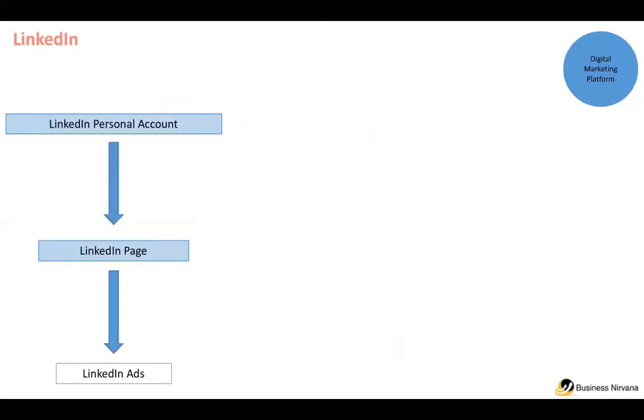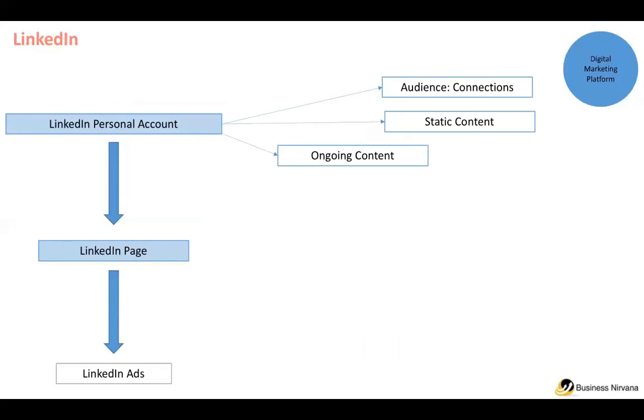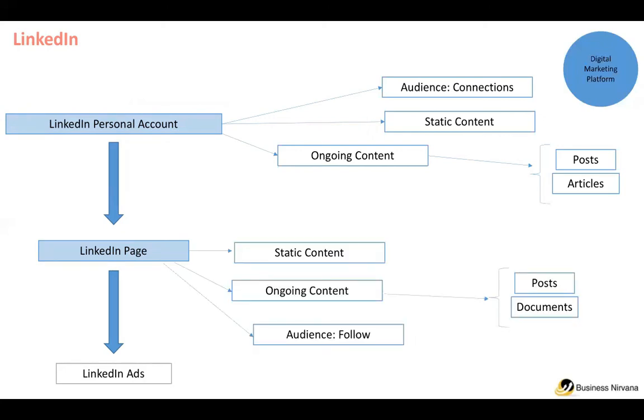LinkedIn, again, similar to Facebook. It's got a personal account where you can do static content and ongoing content. Audience is in the form of connections, not friends, but connections. And then on your personal account, you can post like you do on Facebook. You can write articles as well. On your LinkedIn business page, again, you can put posts and documents, and audience is in the form of follows.